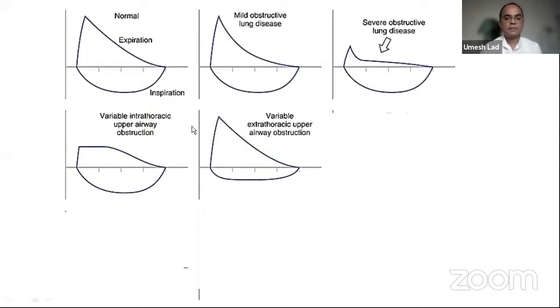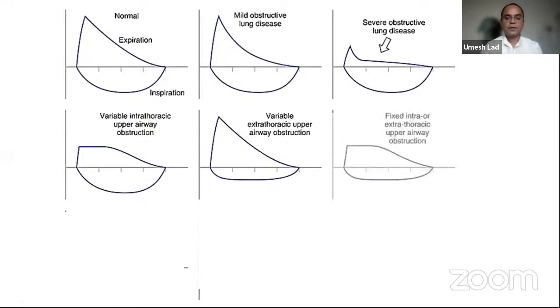Okay, what is happening here? Exhaling is okay, but inhaling is affected. The first portion of the exhaling is a little more steep, followed by a gradual decrease in the flow. Okay, then fixed intrathoracic or extrathoracic upper airway obstruction. The graph might look like this.